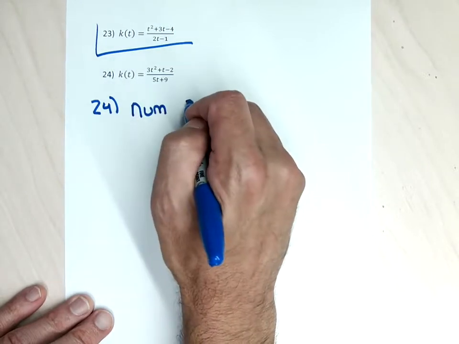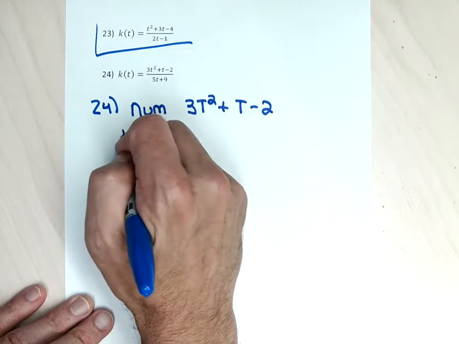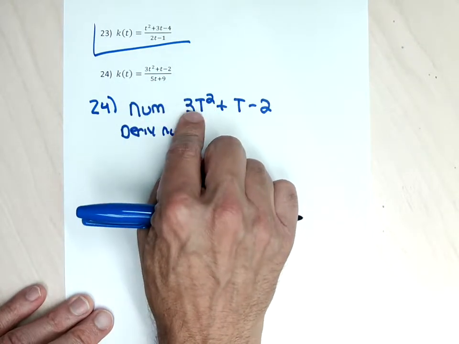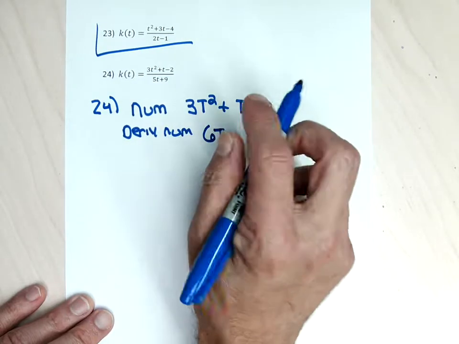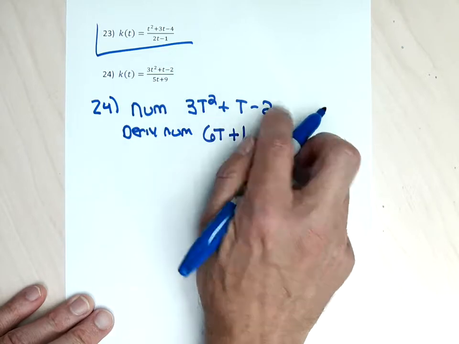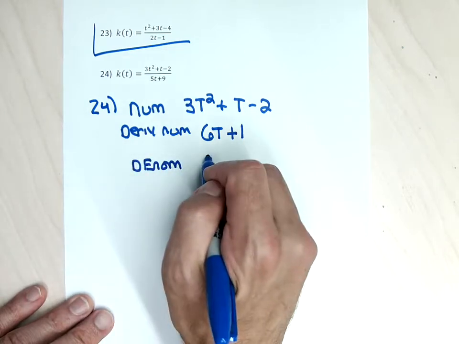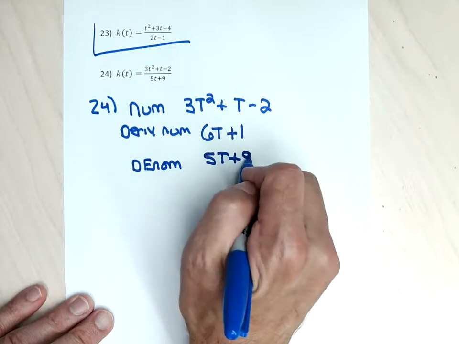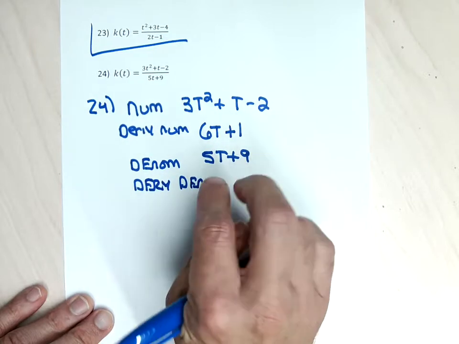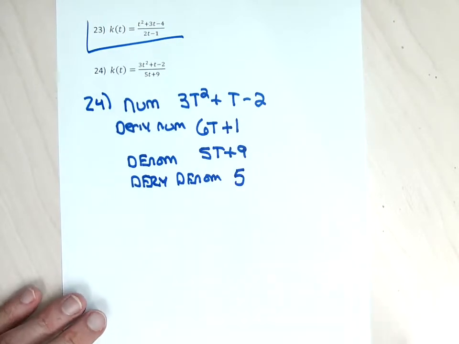The numerator is 3t squared plus t minus 2. The derivative of the numerator: the derivative of 3t squared is 6t. The derivative of t is just the number in front of it, which is 1. And the minus 2 doesn't have a letter, so it has a derivative of 0. The denominator is 5t plus 9, and the derivative of the denominator is just going to be 5. First piece is a first power term. The derivative is the number in front of the letter without the letter. Second piece doesn't have a letter. It has a derivative of 0.